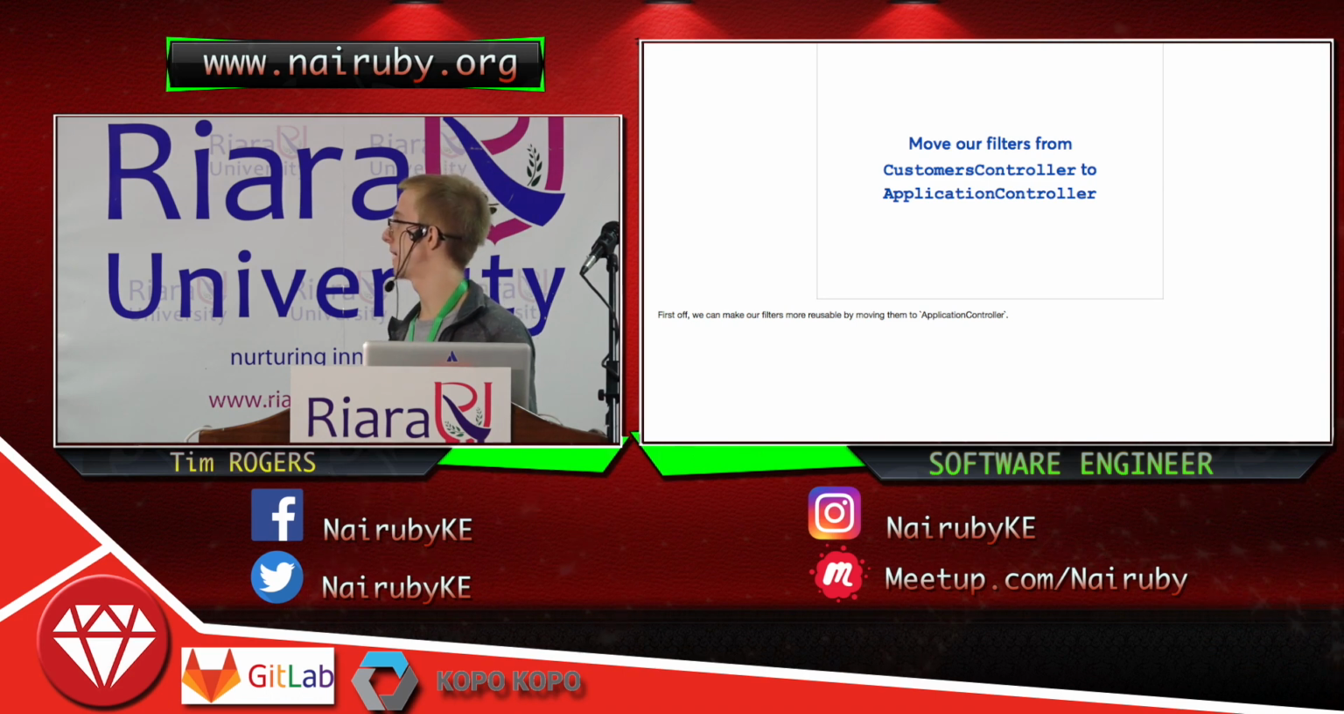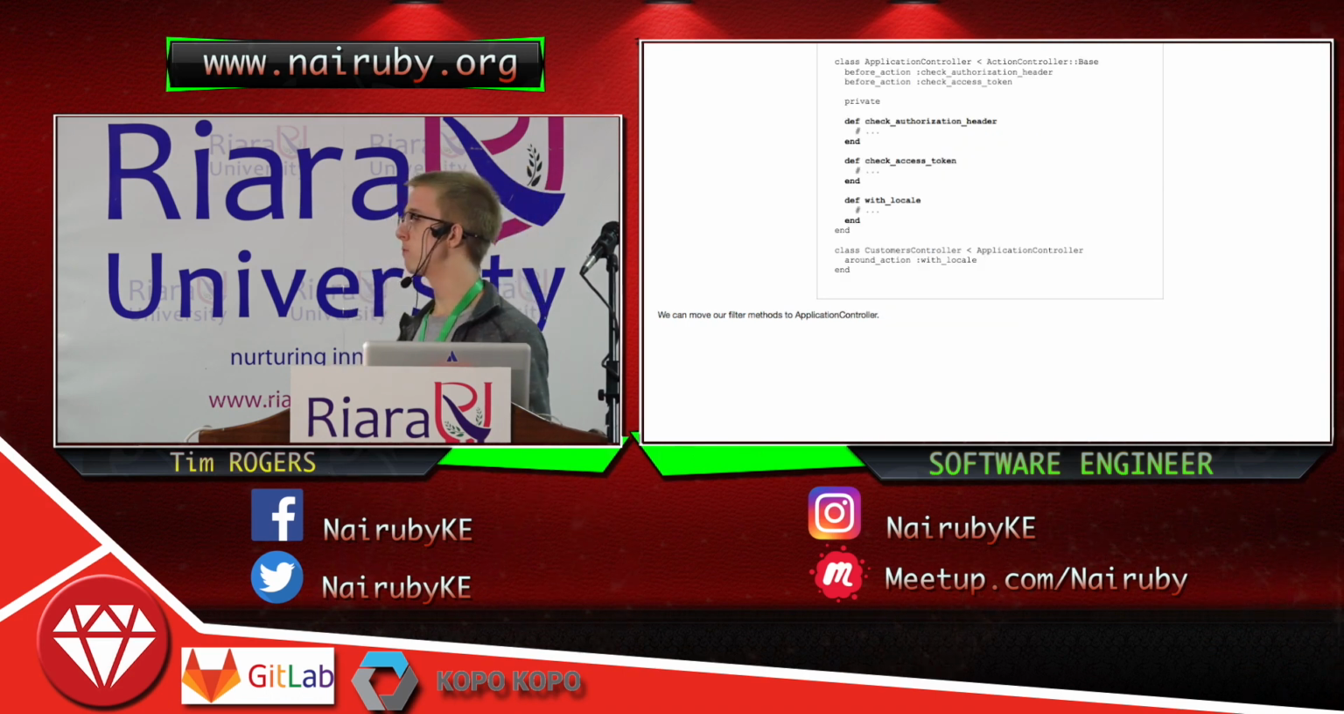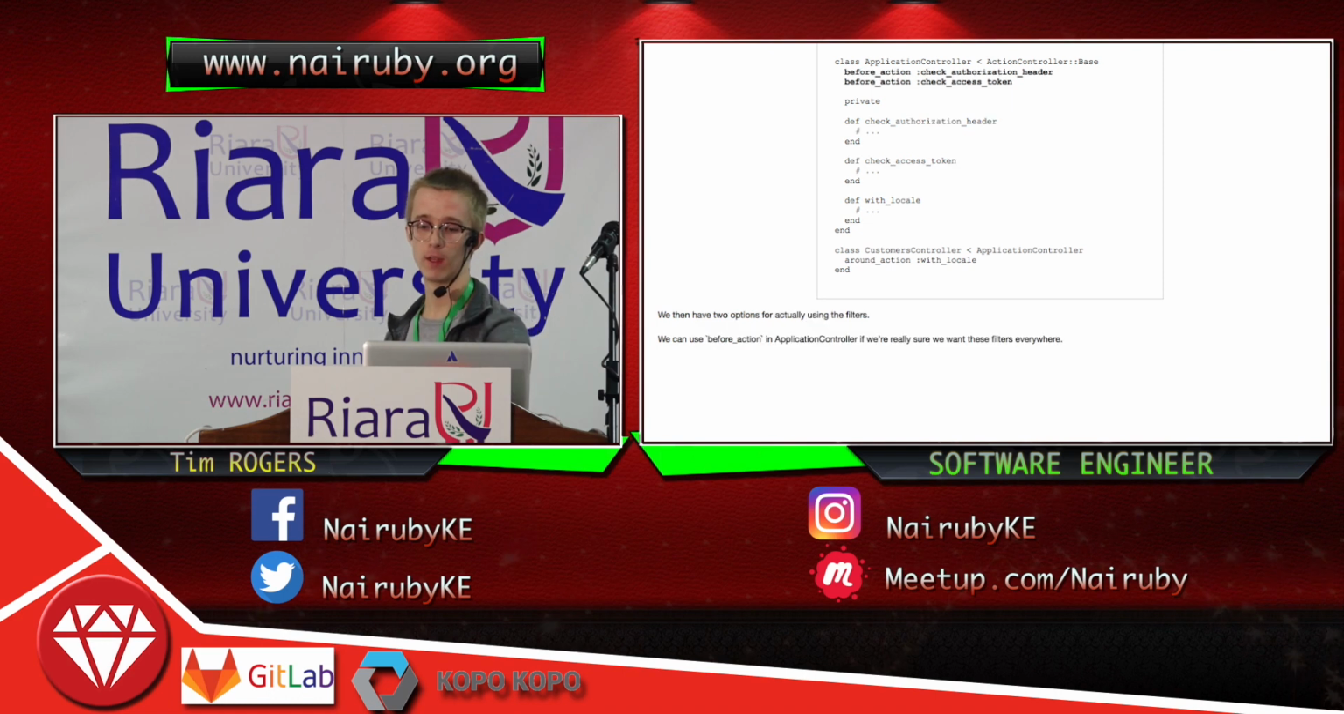Then we have 2 options for actually using those filters that are defined in application controller. If we're really sure that we want a filter to run for every action, then we can call before action in application controller. And if we want a bit more control, then we can call the filters within the customer's controller. So there we've looked at how we can share the methods.